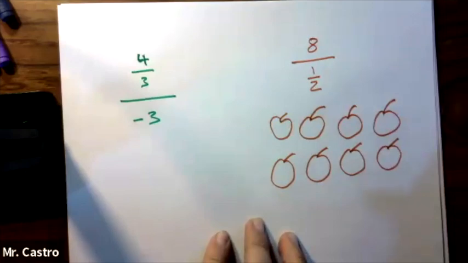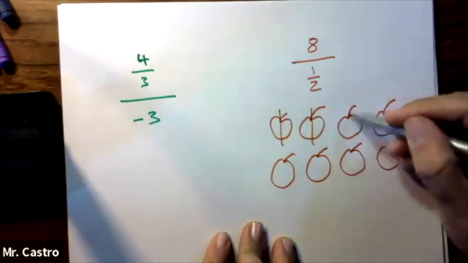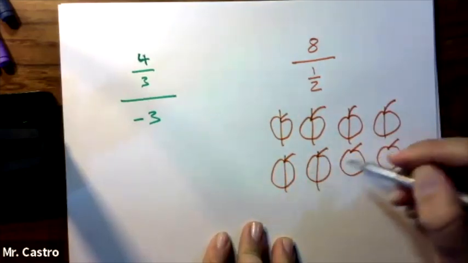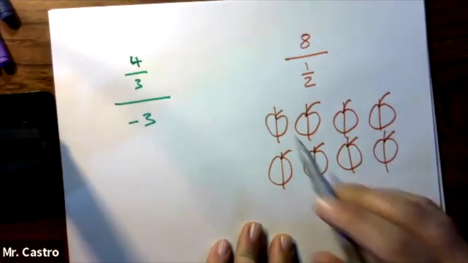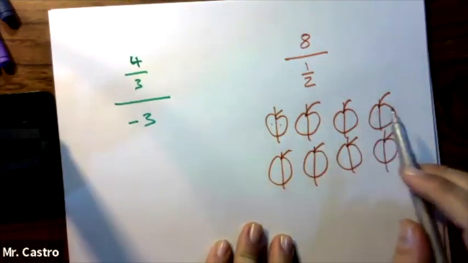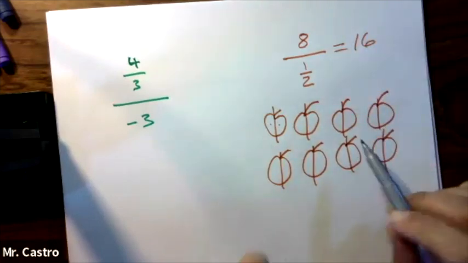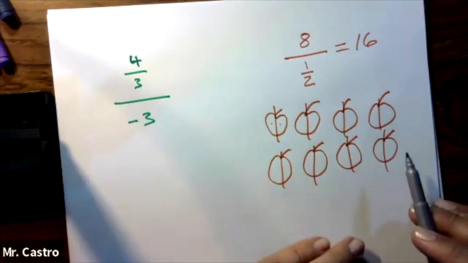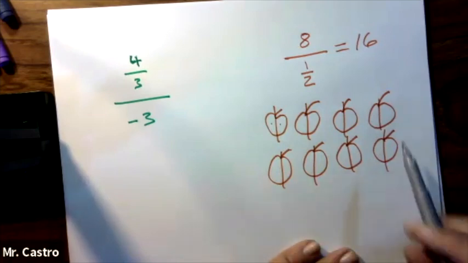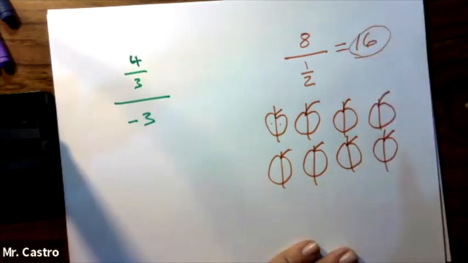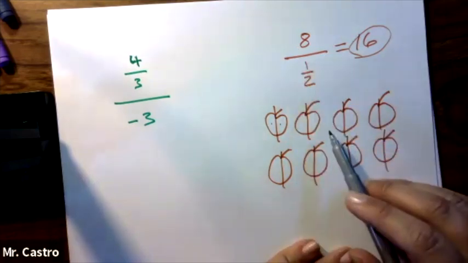And I said, divide those into halves. And you came and you divided each one into halves. Well, how many halves do you have? Well, you have 1, 2, 3, 4, 5, 6, 7, 8. You have 16 halves, right? So we know that physically, if I gave you 8 apples and told you to divide by halves, you could see where we get the number 16. But mathematically, how do we do that?